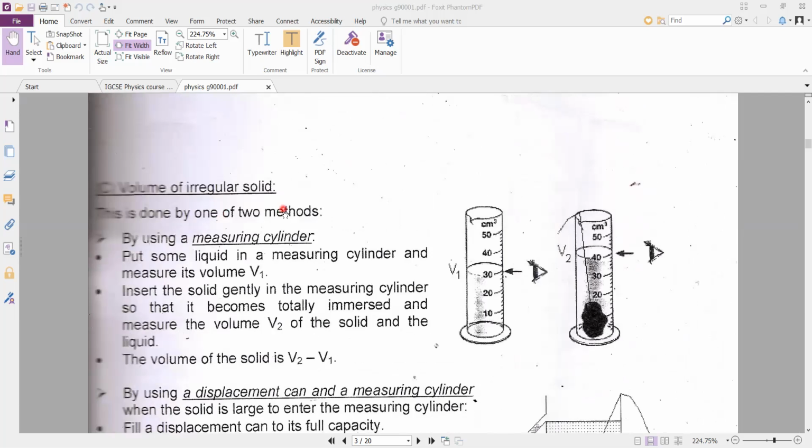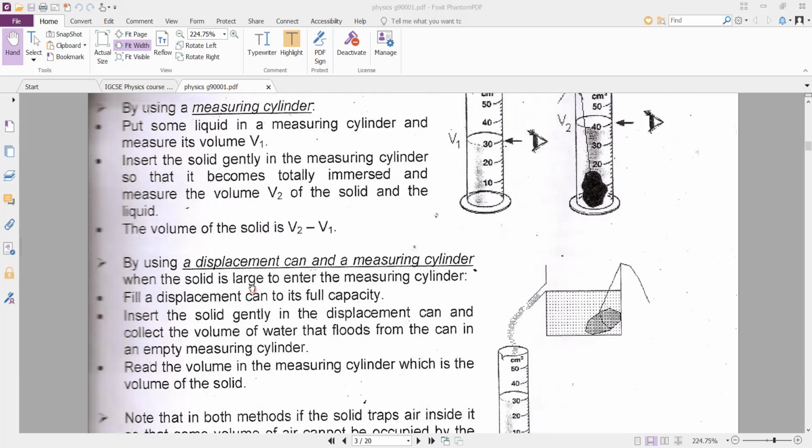For an irregular solid, bring the measuring cylinder, fill the water to an exact volume, and bring a rope or wire to hold the irregular shape and immerse it in the measuring cylinder. What happened? The water level increased, because now we have two volumes: this is volume 2, and this is volume 1. The final volume is V2 minus V1.